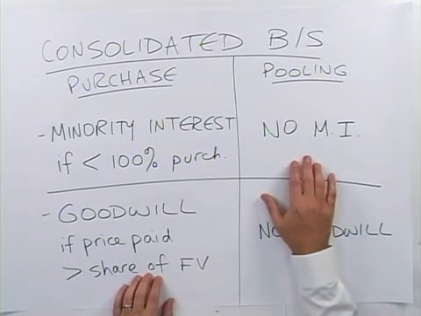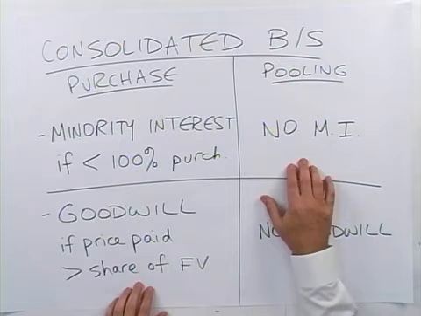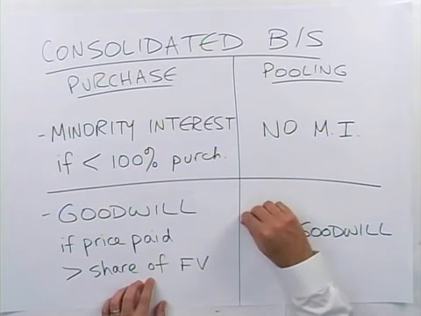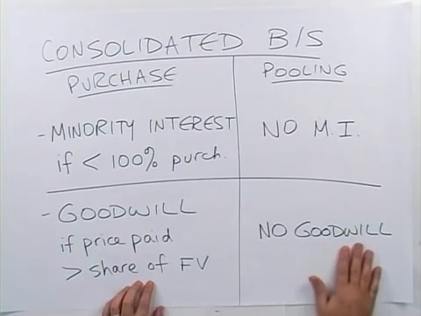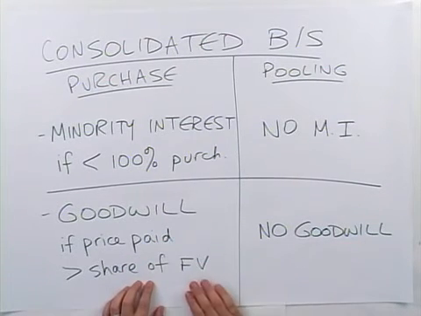As far as goodwill is concerned, if the price paid is greater than the parent company's share of fair value, then we have goodwill. That doesn't happen under pooling either. In fact, the definition of goodwill is the excess of the price paid over your share of the fair value of the net assets acquired.